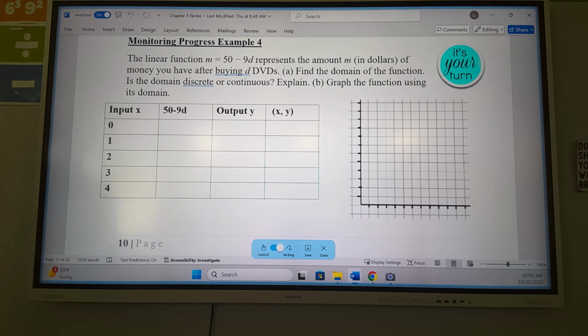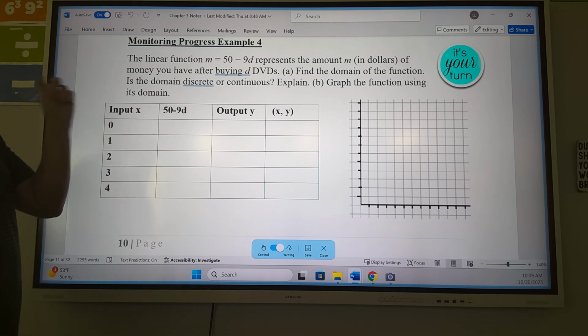Okay, let's go over it. The linear function m equals 50 minus 9d represents the amount in m, which is dollars, of money you have when you're buying DVDs. Find the domain of the function. Is the domain discrete or continuous? And graph the function. So we got to do 3 things, right? So the first thing, let's find the domain of the function.